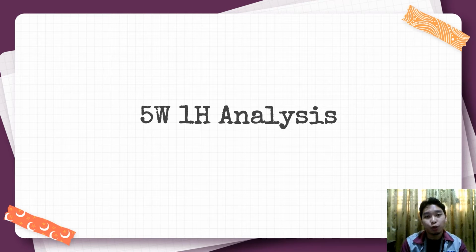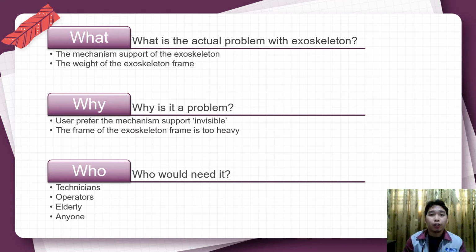Hi, my name is Putra and I'll be presenting the 5W1H analysis of our product. So the first W is what. What is the actual problem with regular exoskeletons? The first one is the mechanism support of the exoskeleton, and next is the weight of the exoskeleton frame. The second W is why. Why is it a problem?